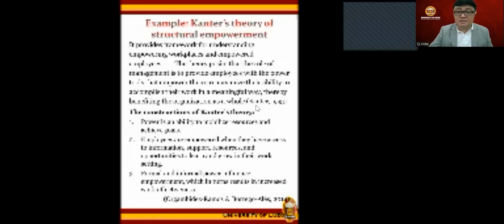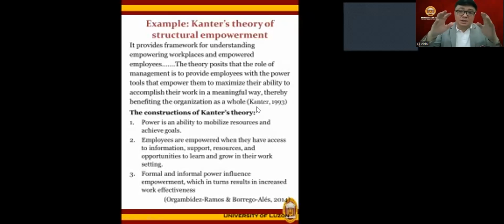This was in 1993 by Cantor, and if you analyze it further, on the basis of the work of Ombra, Orgambides, Ramos, and Borrego Alves in 2014, they have summed up the constructions of Cantor's theory in three premises. Number one, power is an ability to mobilize resources and achieve goals.